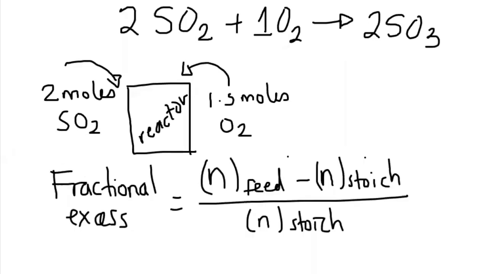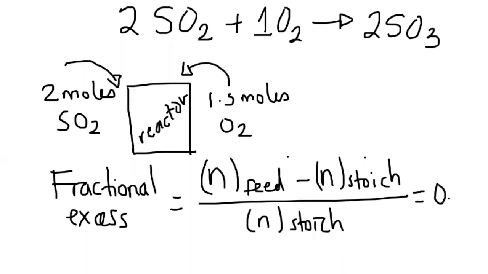We can define the fractional excess as the amount of moles that are fed minus the amount of moles that we need stoichiometrically, over the amount of moles that we need stoichiometrically. In this case, for the O2, since we're feeding 1.5, we're going to subtract the 1 that we have already obtained before, over 1, and then we will have here 1.5 minus 1 is 0.5 over 1.